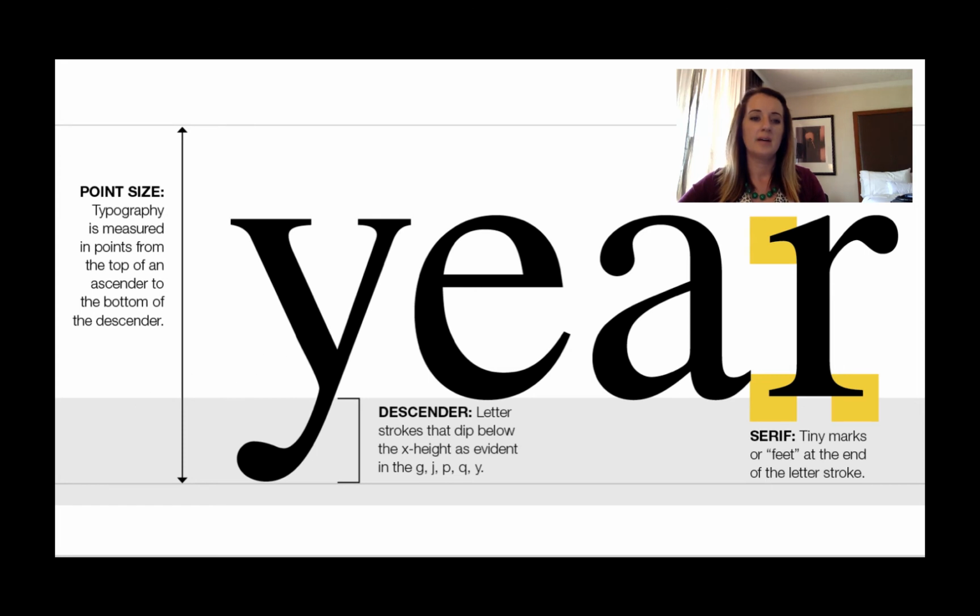Okay? So we went over what is a serif last Typography 101. We talked about sans serif, serif, and script and decorative fonts. Just a refresher, serifs are the tiny marks, the little feet at the end of the stroke of the letter, little tails as I refer to them, but they're actually called feet. Your serifs can look a little bit different depending on the font. But anyways, those are the little feet that come off your letters.